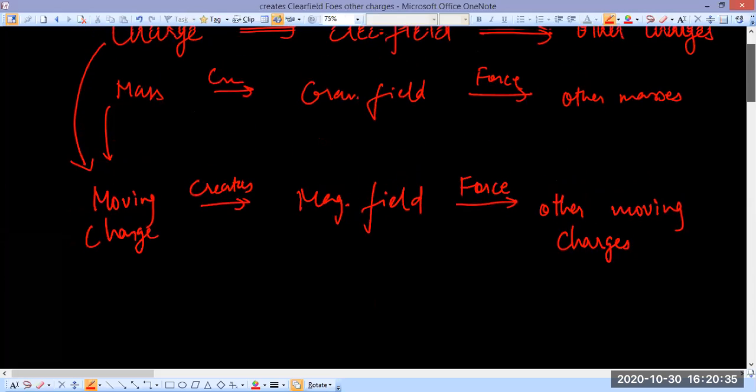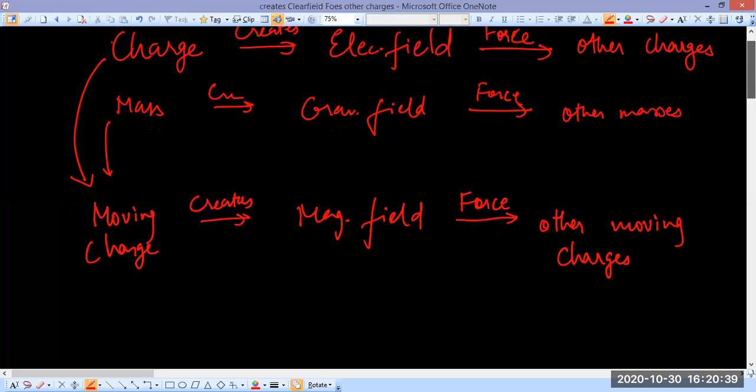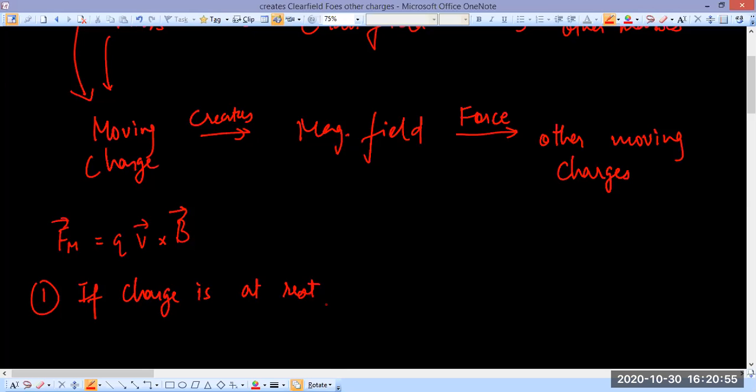So a moving charge creates a magnetic field, and then that can apply force on other moving charges. If you look at the magnetic force formula, it is quite clear. If the charge is at rest, then v is 0, so obviously Fm is also 0. I don't think anyone has any problem with this, right?